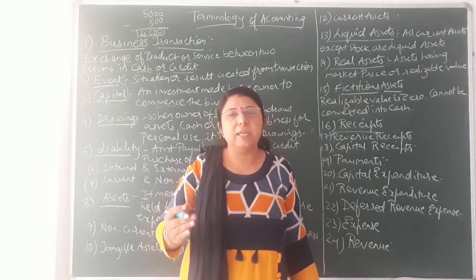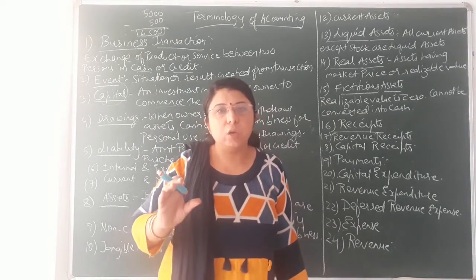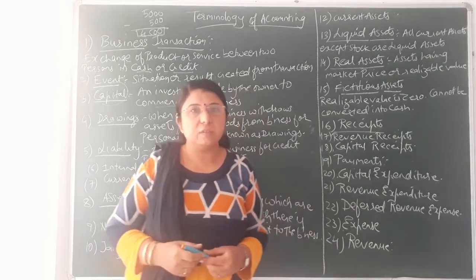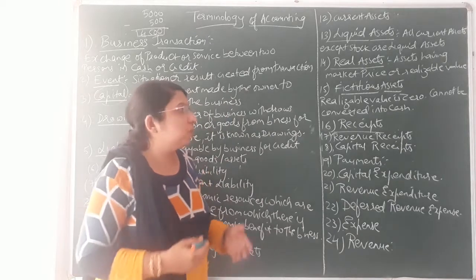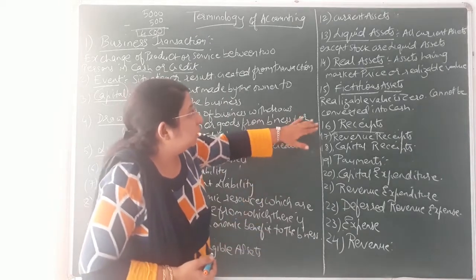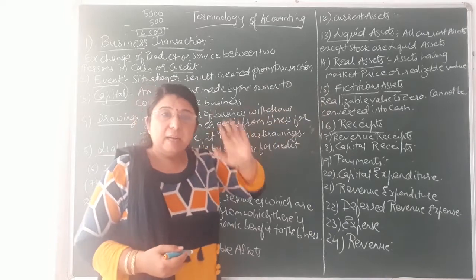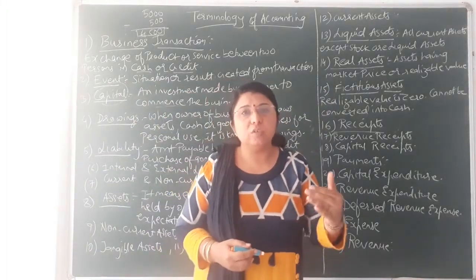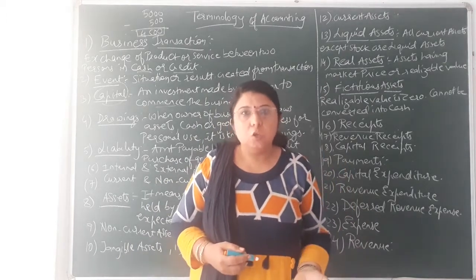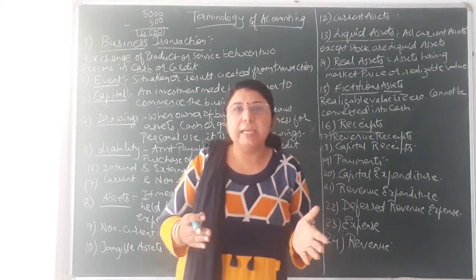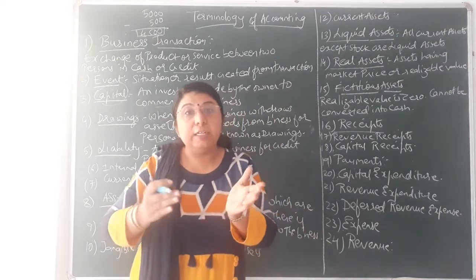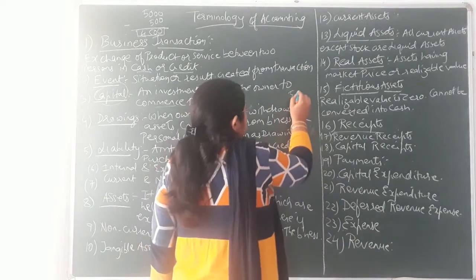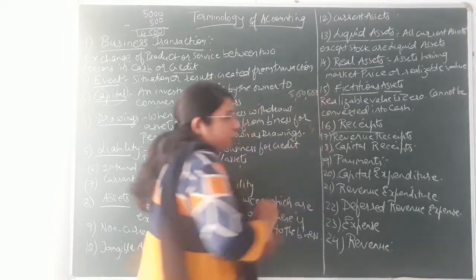Suppose for an advertisement campaign we have spent around rupees 5 lakh for publishing the advertisement in various magazines, newspapers or on TV. Then that is called the advertisement campaign expense, and the benefit of that advertisement we are going to receive for the next 5 years. So the total expense, suppose 5 lakh, will be distributed over 5 accounting years.